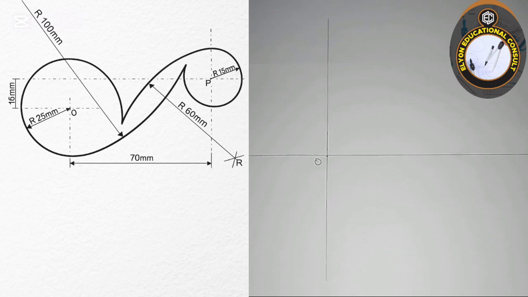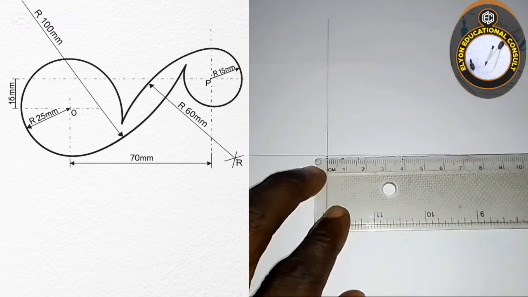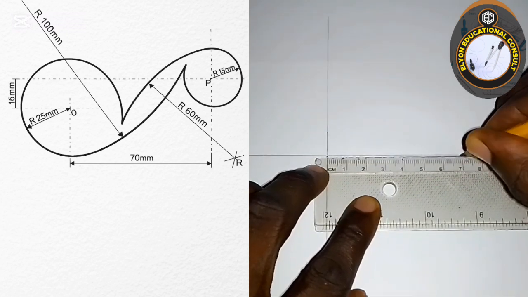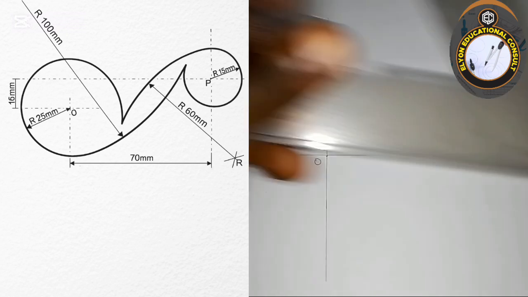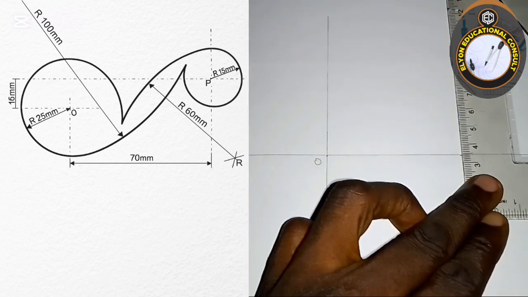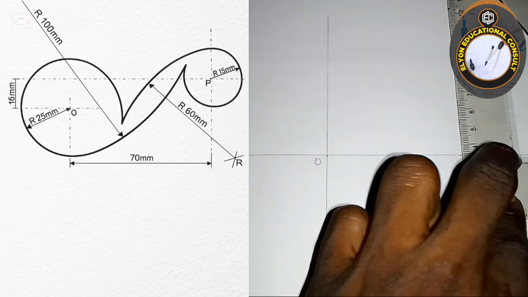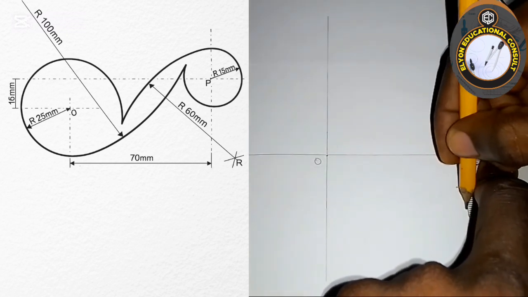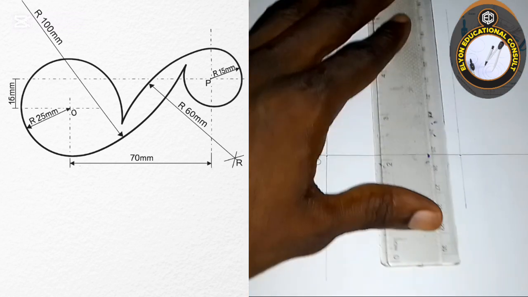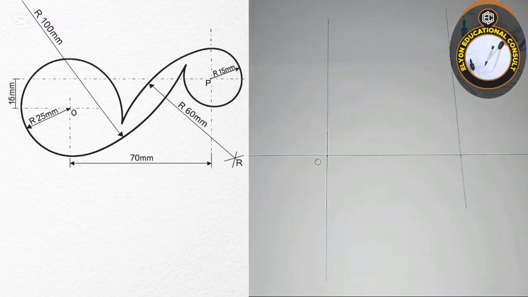All right, so the distance between the centers of the two circles is 70. So this is 70. So I'm going to produce this way. Then let me drop this a little. You may not bother dropping that because it's not that needful.